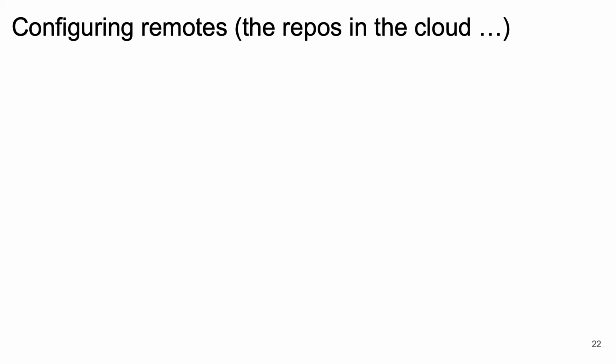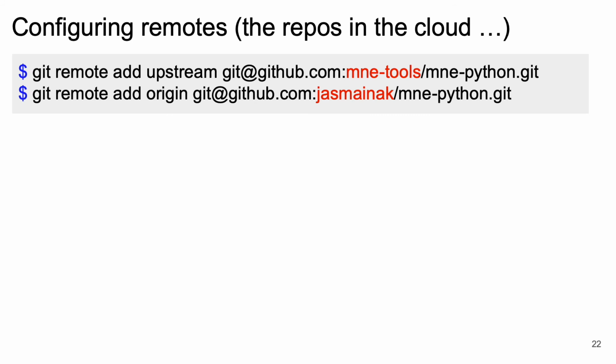All right. So once you have these 4 different repositories, they're in the cloud. So somehow you need to tell your program where these repositories are. And this is done with the concept of remotes. Remotes are like aliases. You just say git remote add upstream, and you give it the URL of your repository. So upstream is on MNE tools, and then origin would be on the fork.